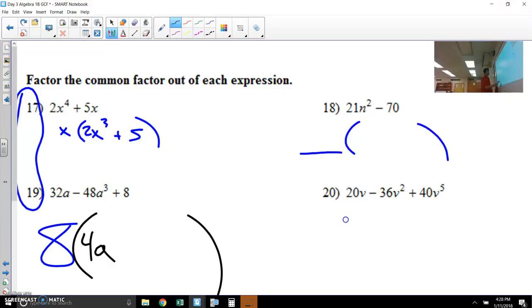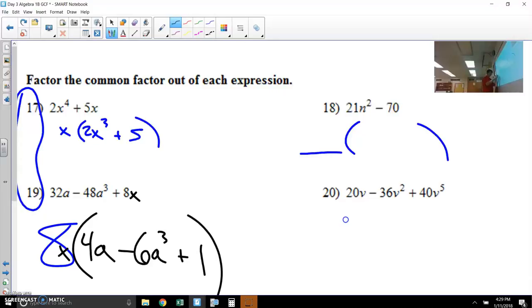Negative divided by a positive is negative, and 48 divided by 8 is 6. And then, of course, I still need that a to the 3rd. Now, this can be tricky unless you've done a lot of problems. If you've done a lot of problems, this becomes a lot easier. But when you take an entire term out, like 8 divided by 8, I need a 1 there. And that's true even if there's a variable.